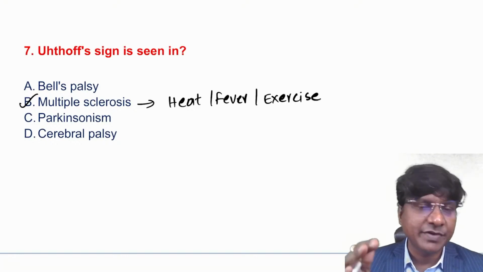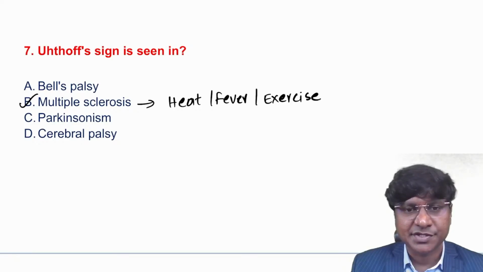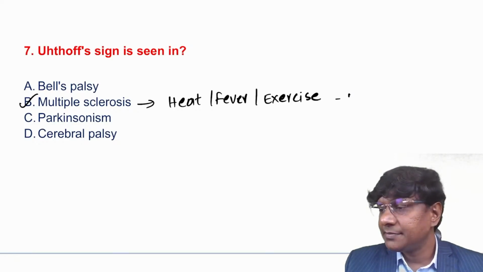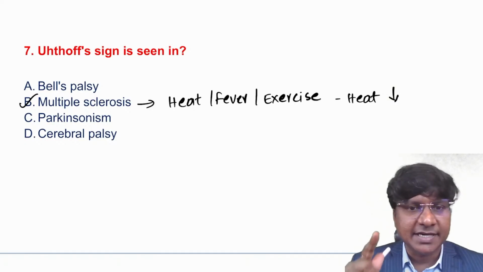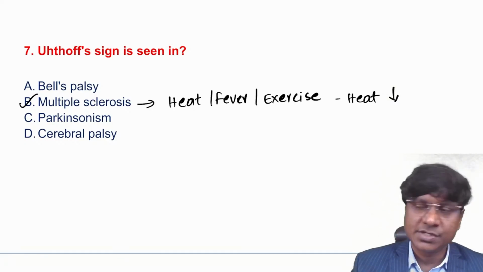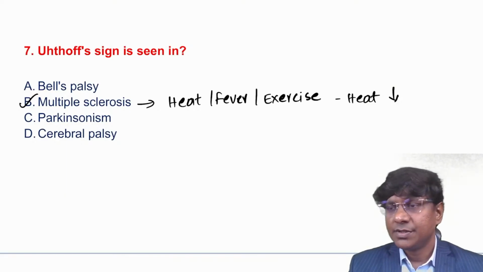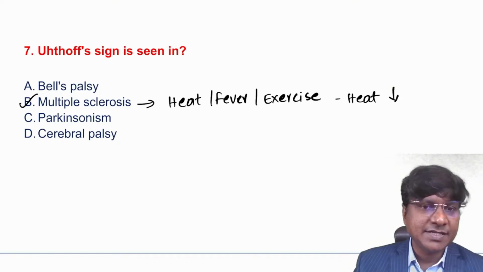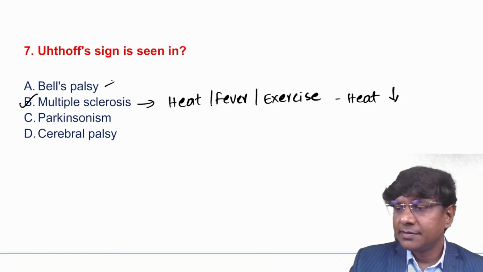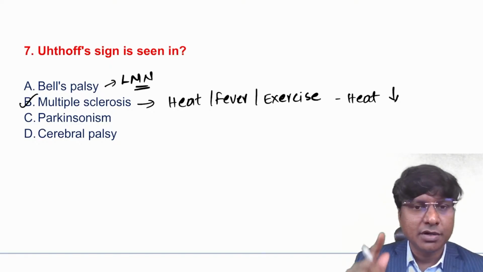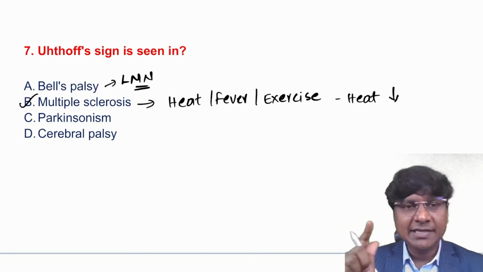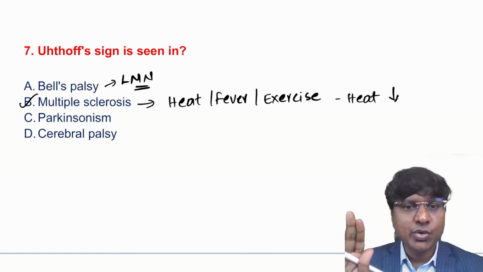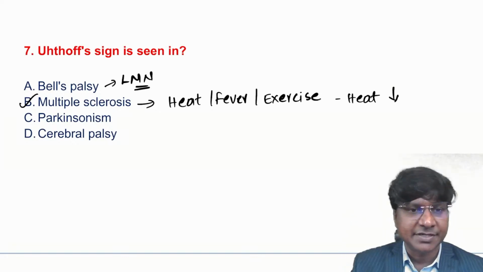So what happens whenever the individual is exposed to increased temperature, that is heat? Heat impairs the conduction in demyelinated axons. That is a problem in multiple sclerosis, right? And what about the other options? You take Bell's palsy. Bell's palsy is an idiopathic lower motor neuron facial nerve palsy, and in case of Bell's palsy, there is no heat-induced worsening of the symptoms.